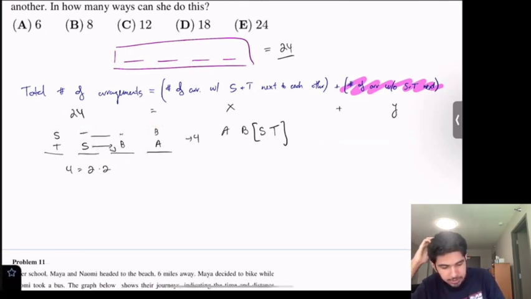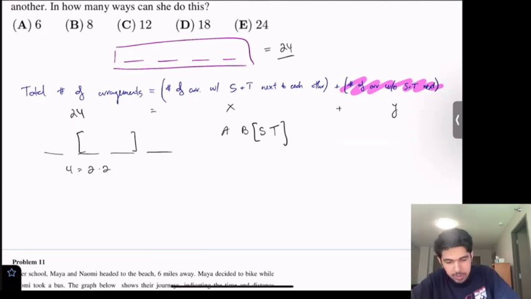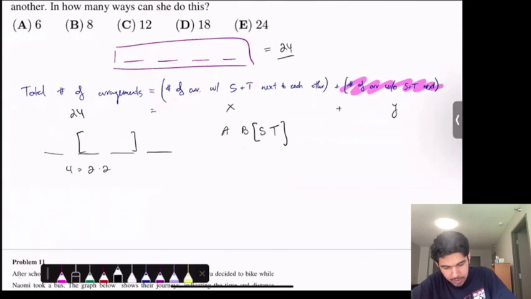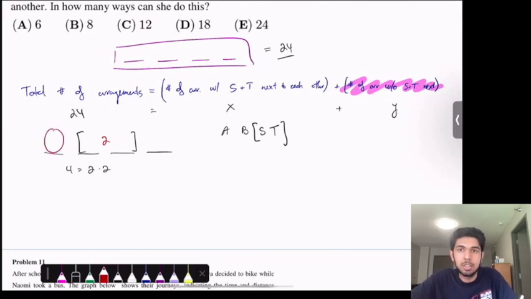Okay, so that's a good start. Let me erase some of this. Now we have to consider what happens if we put the grouping here. Well, then there's 2 ways to arrange the S and the T within that grouping, either ST or TS. And then for this spot here, we can either put an A or a B. So there's 2 options. And here, whatever is left, either the A or the B, which we didn't use. So there's 1 option here. 2 times 2 is again 4. So we get another 4.